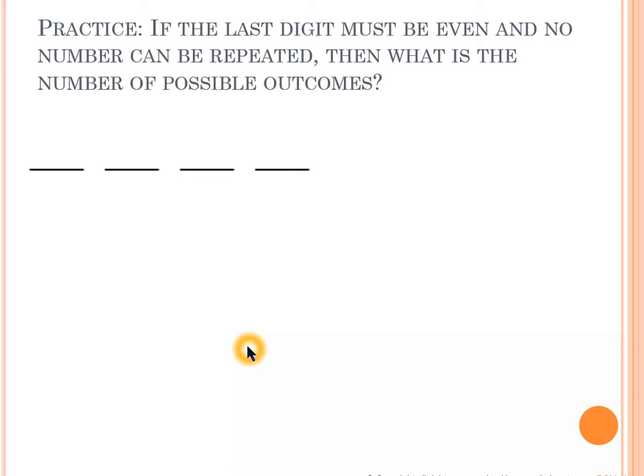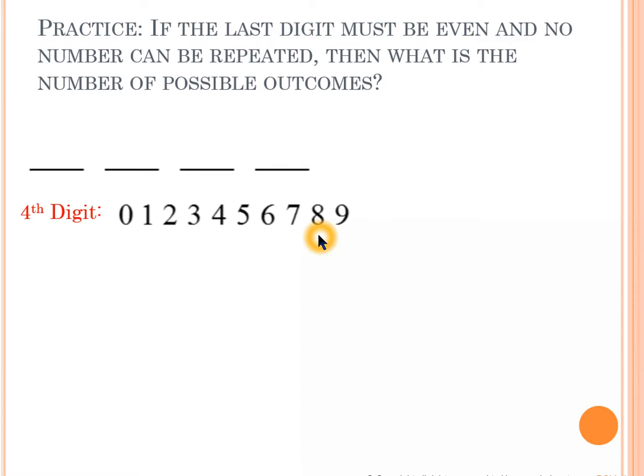Let's take a look at another password situation. If the last digit must be even and no number can be repeated, then what is the number of possible outcomes? Okay, so the last digit must be even. So the last digit is the fourth digit. So this digit right here must be even.